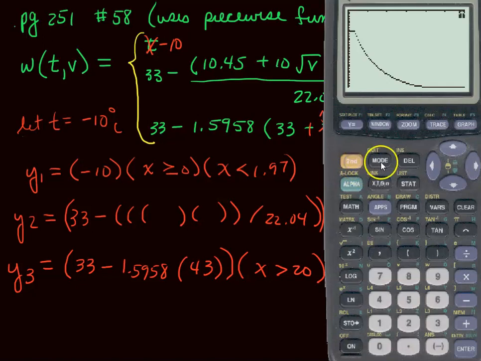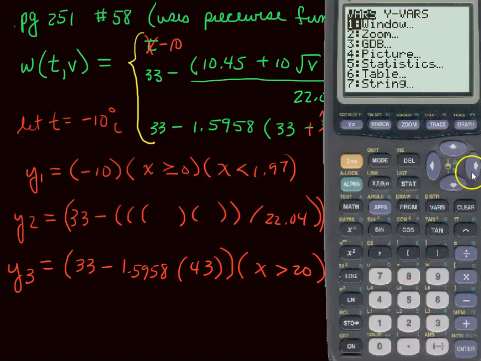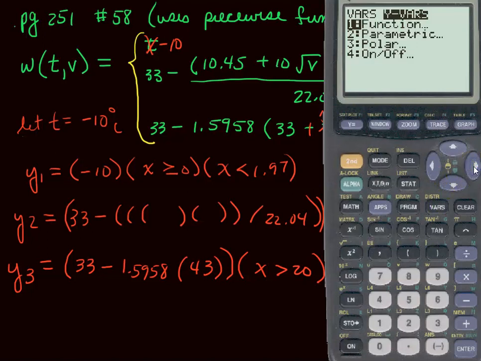So get out of this thing, second quit, grab your Y. Which one are you in? If the velocity is 1 meter per second, then we're in this first part of the definition. So we have to use y1. So we're going to take and find vars, y-vars, function, y1 of 1. Because this part takes care of everything up to 1.